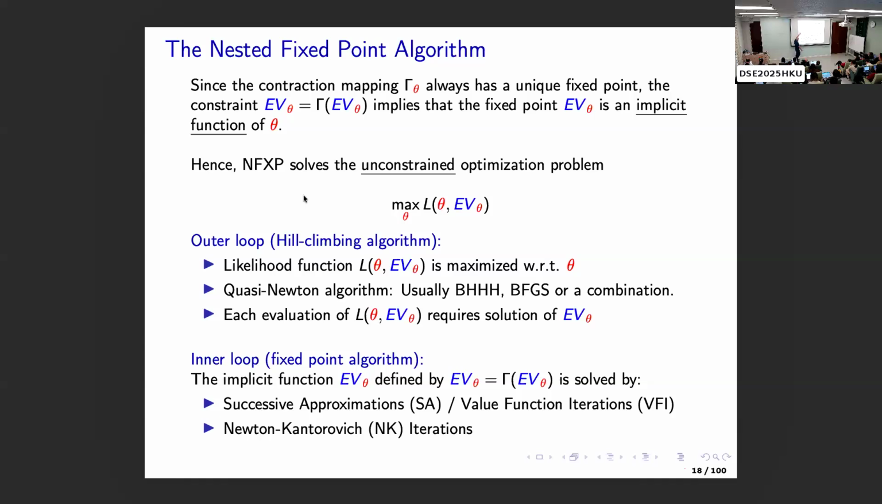John talks about this as an outer hill climbing algorithm, searching over the parameter space. And then you'll need some algorithm like Berndt-Hall-Hall-Hausman or BFGS or some other algorithm that searches over the parameter space. But each evaluation requires a solution of the fixed point or the Bellman equation.